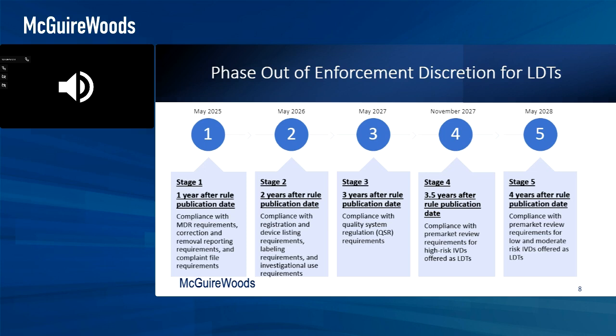And then Stage 5 is implementing the same pre-market clearance approval requirements, so 510K de novo requirements for low and moderate risk LDTs to the extent that those LDTs would otherwise be subject to pre-market clearance requirements. Medical device manufacturers, some Class 1 and Class 2 devices, low-risk devices, may not be subject to pre-market clearance requirements depending on the category. But generally speaking, in May 2028, FDA does intend on applying pre-market clearance requirements to tests of low and moderate risk.